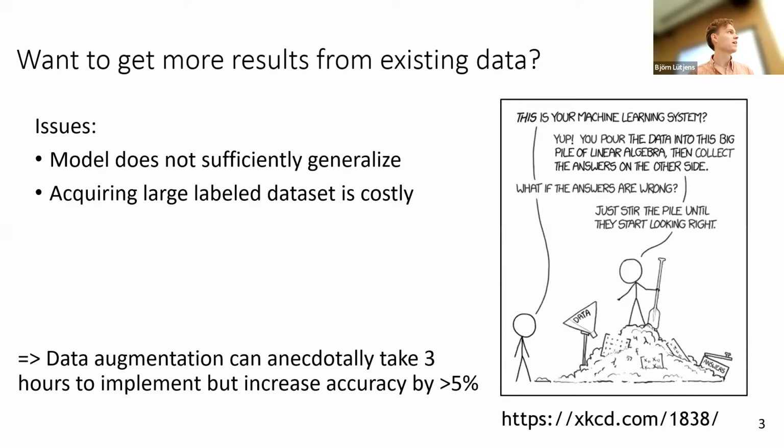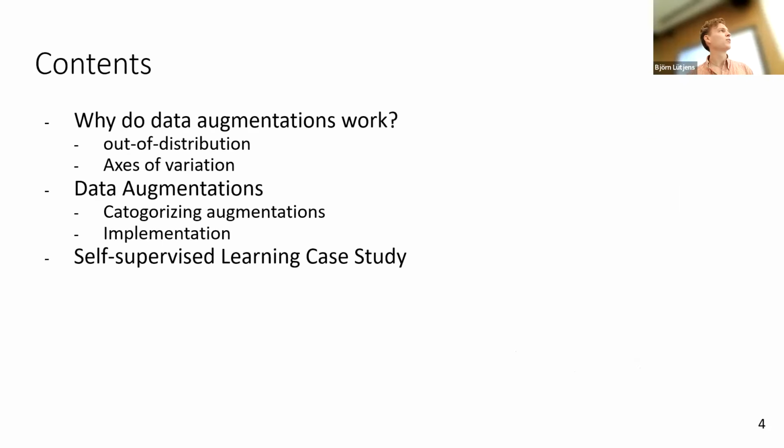And one of those easy tricks is data augmentation. Anecdotally, it might take only 3 hours to implement, and it can squeeze another 5% of accuracy out of your data. So why do data augmentations work so well?